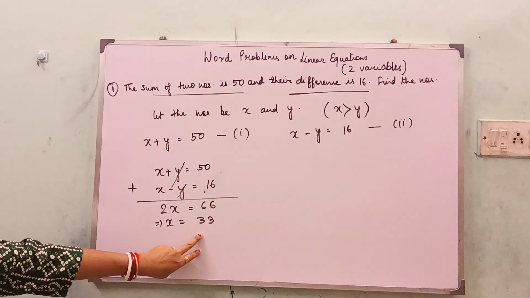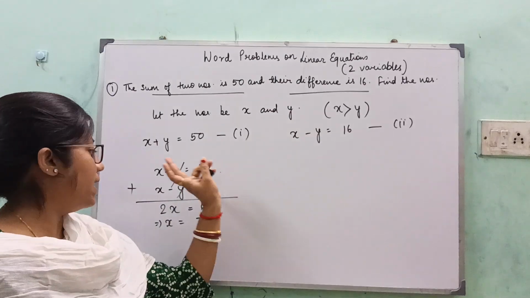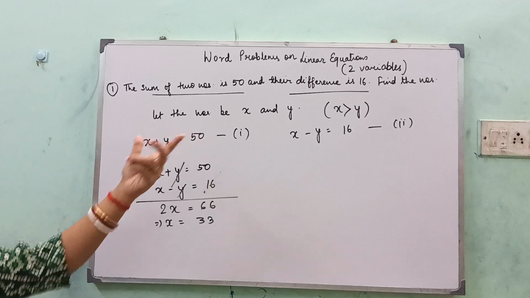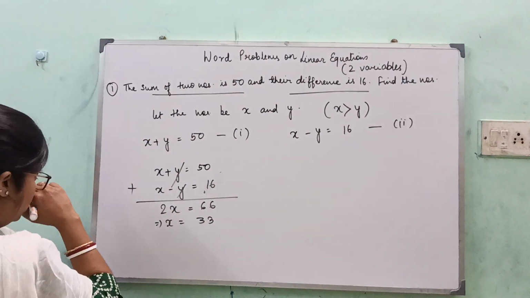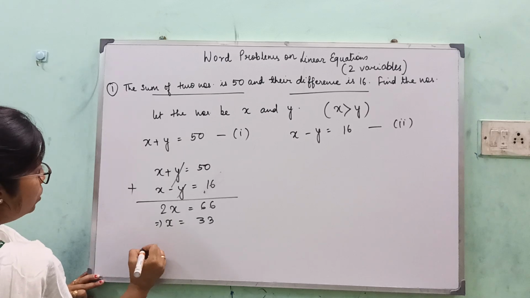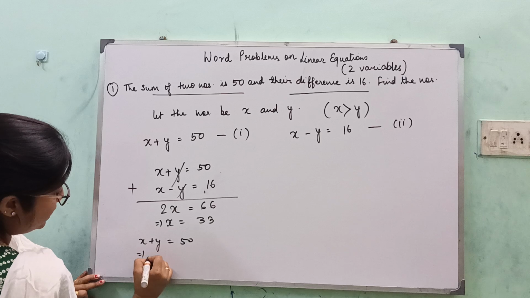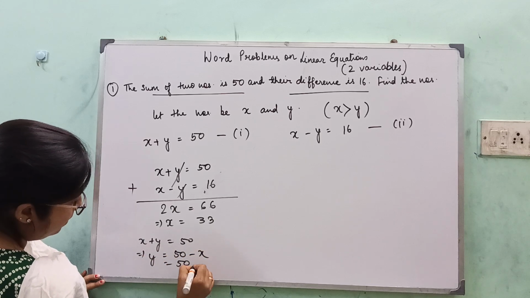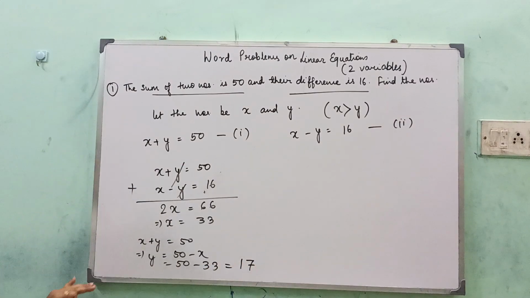Now we have got the value of x as 33. Now you can put the value of x as 33 in any one of the two equations and get the value of y. So we can use x plus y is 50. That implies y is equal to 50 minus x, or 50 minus 33, that is equal to 17.